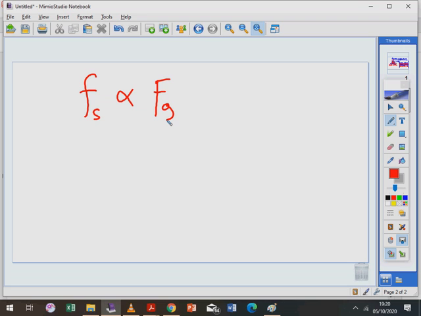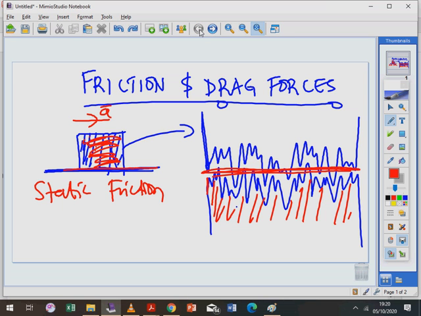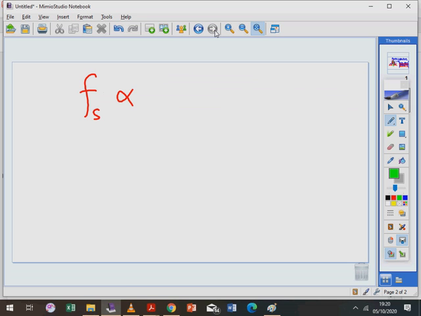Sorry, not the force of gravity, forgive me. If I look at this free body diagram, I have a force of gravity acting downwards, and then a normal force acting upwards. So the normal force acting upwards and the force of gravity acting downwards are equal, but my friction force is proportional to the normal force, not the force of gravity. It's proportional to the normal force Fn acting between these two surfaces.